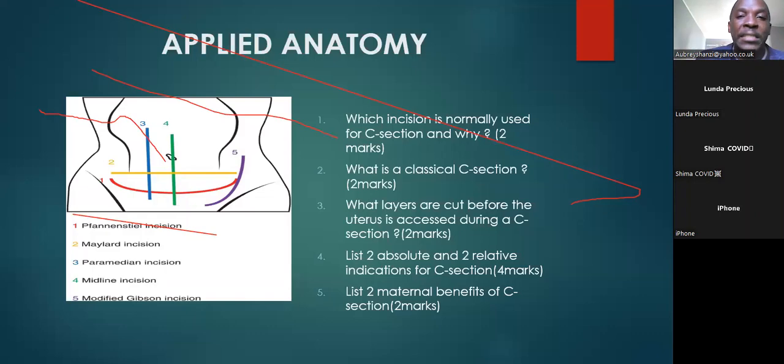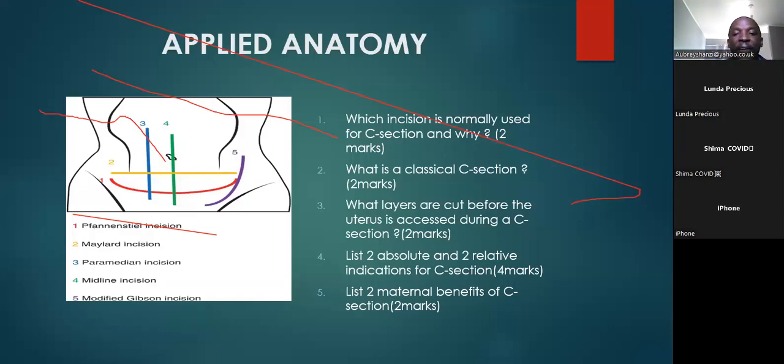So we usually do a classical C-section when there's a problem with the lower segment. So we can't cut in the lower segment, so we go in the upper segment. Maybe there's a big fibroid in the lower segment, or adhesions in the lower segment, or cervical cancer in the lower segment, or maybe you have a transverse lie and you know it's going to be difficult to extract this baby. So you cut a long incision in the upper segment.